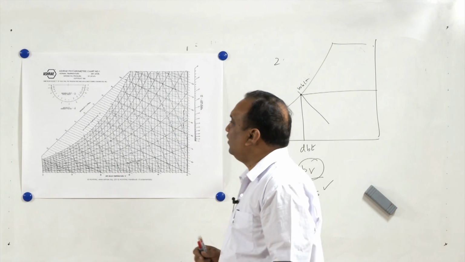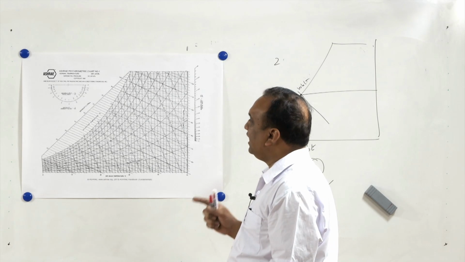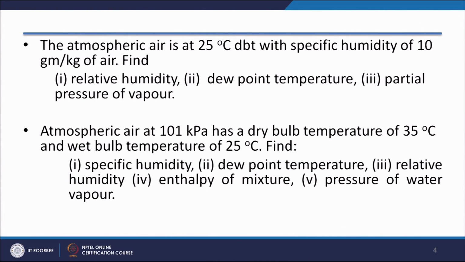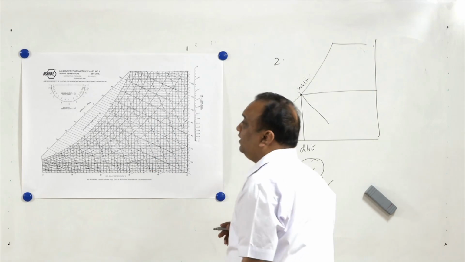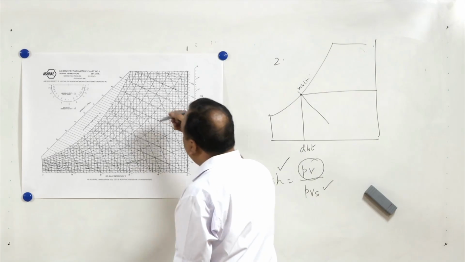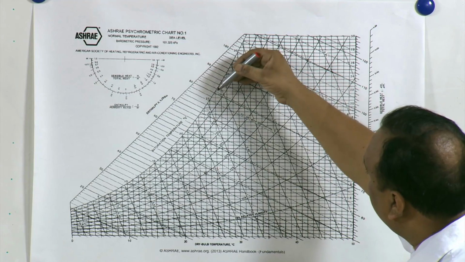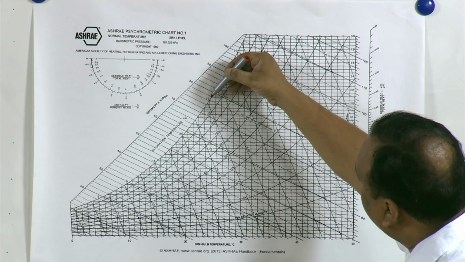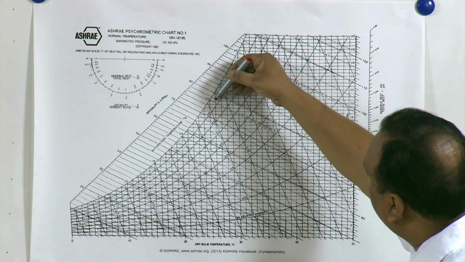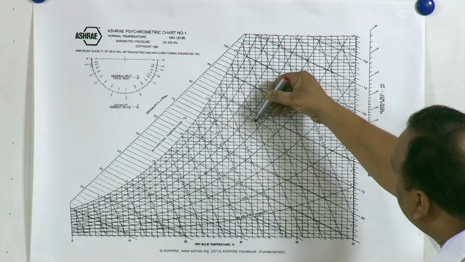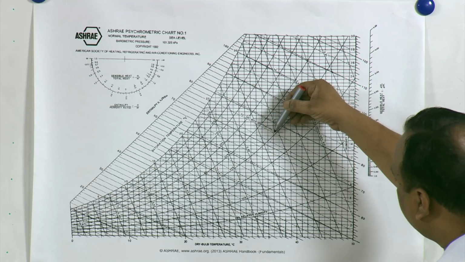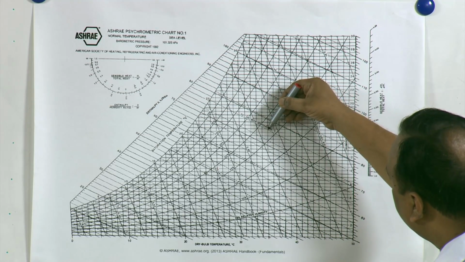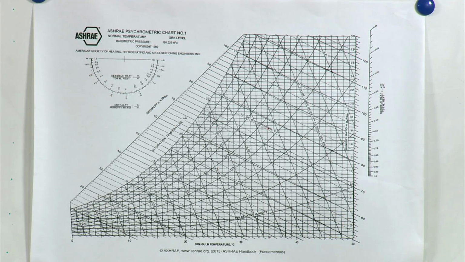In this next one, atmospheric air at 101 kilopascal has a dry bulb temperature of 35 and a wet bulb temperature of 25. So we will take the 25 degree centigrade wet bulb temperature line, which will lie between this and this. Somewhere here, this is the 25 wet bulb temperature line. The state is here, and from this state we can find a number of values.